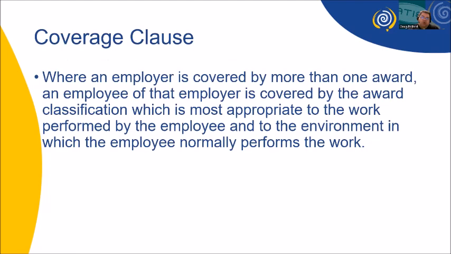So where you're covered by more than one award, or where you could be covered by more than one award, and this does happen, you determine the award classification which is most appropriate to the work performed by the employee and to the environment in which the employee normally performs the work. So there are some employers that have large operations, and they may, for example, have a manufacturing plant for wholesale bread products, and they might have retail bakeries, cold spots mainly. And so they're covered by the Food, Beverage, Tobacco Award, and they're covered by the General Retail Industry Award.